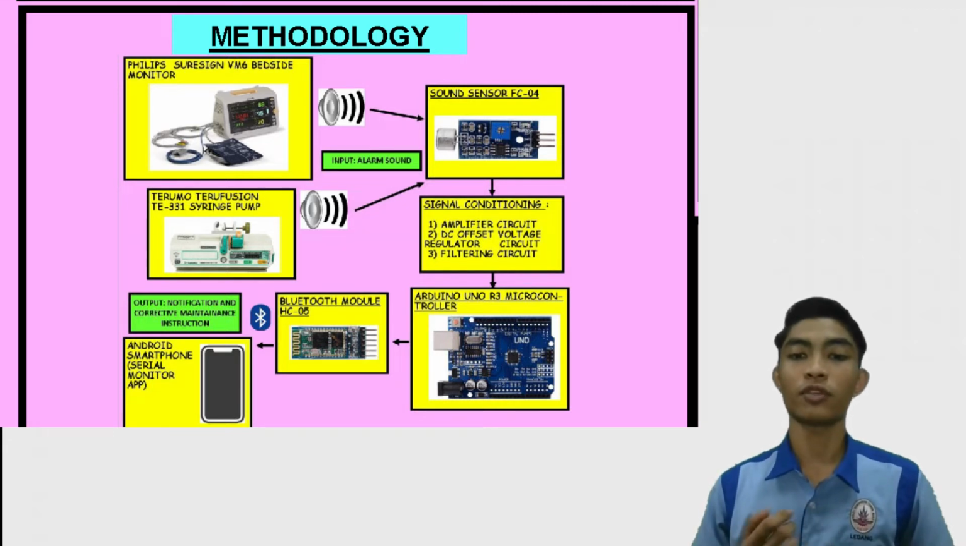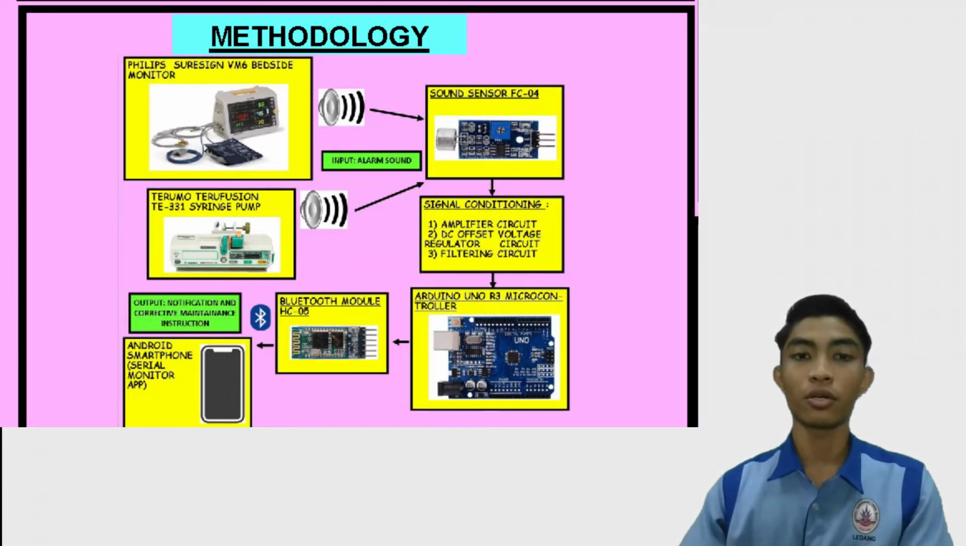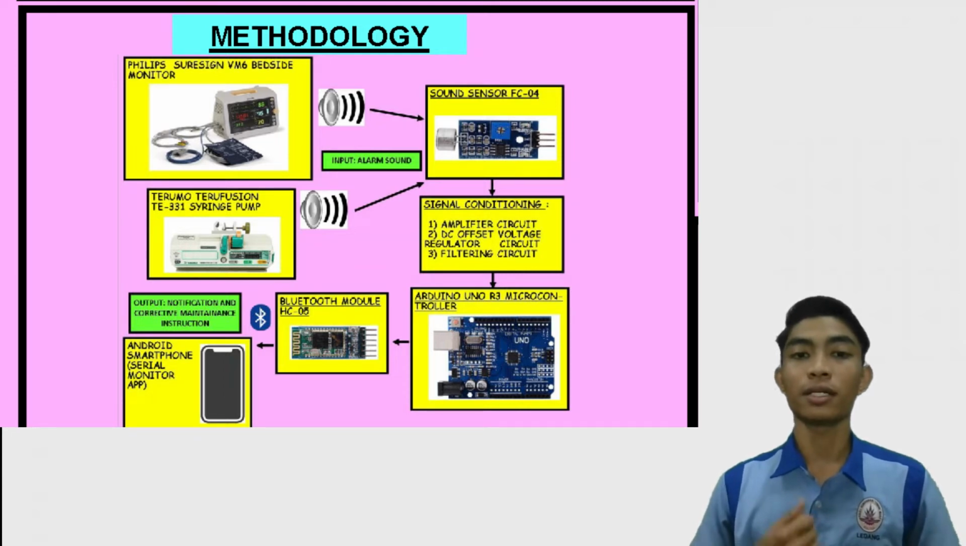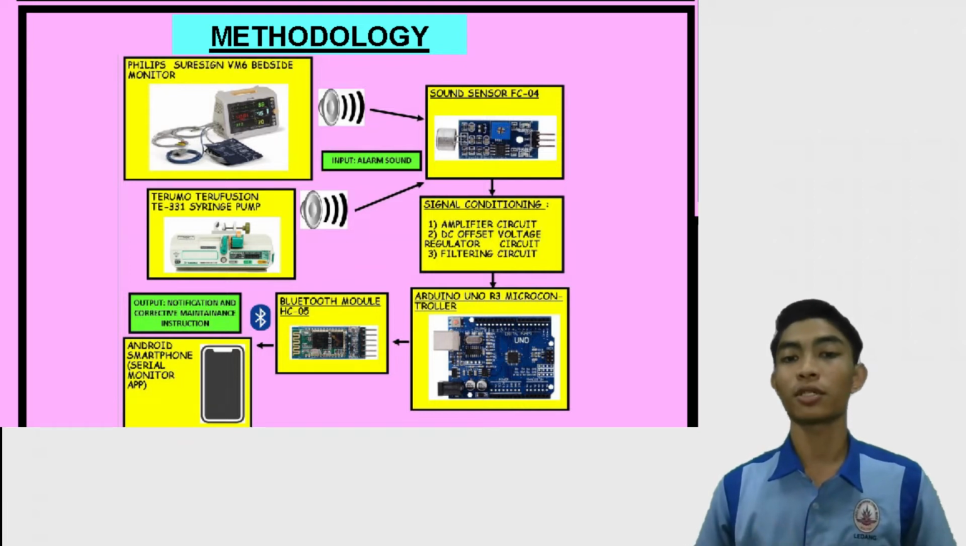Next, the waveform of the alarm sound from both medical equipment is then detected by the sound sensor. The model of sound sensor was FC04. After that, the sound signal will go through the signal conditioning circuit, which consists of an amplifier unit, DC offset voltage unit and filtering unit. Next, the signal that comes out from the signal conditioning circuit will be transferred to the Arduino Uno microcontroller. This microcontroller is already installed with a specific program to detect the alarm sound pattern.